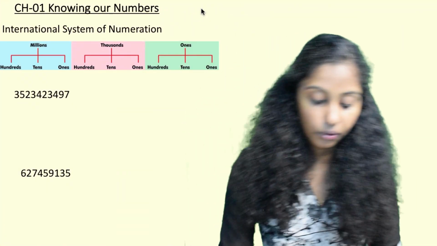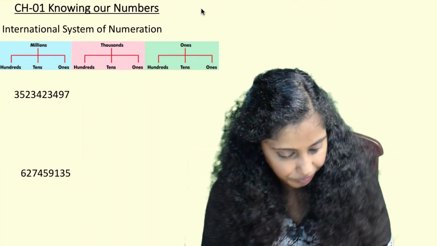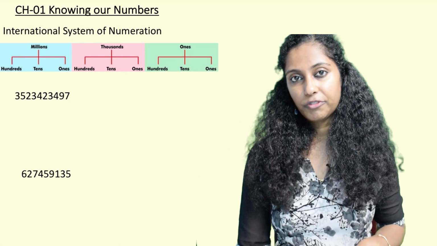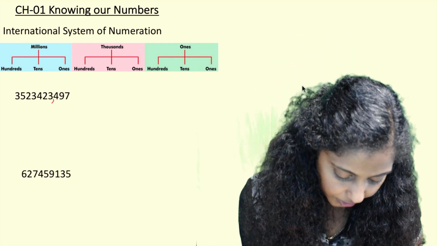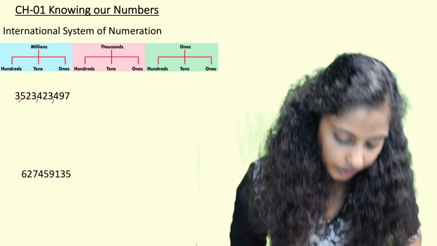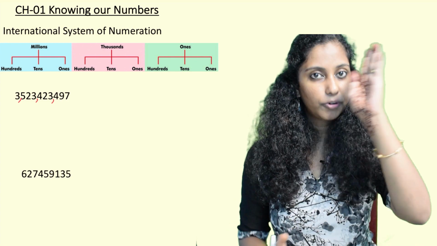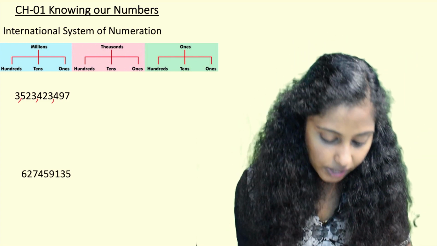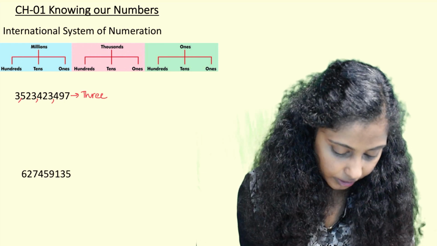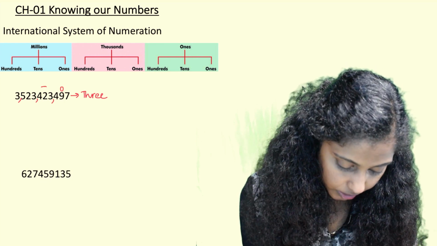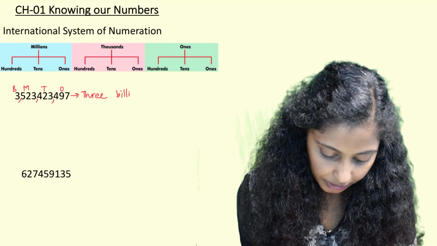Now let us take a look at the International system of numeration, which is used abroad. Just as we saw, in the International system of numeration we have groups of 3. So let's get started with putting commas: 3, 3 and 3. Here the last group is of ones, before that we have thousands, before that millions, and one more digit, so that is billion. So this is ones group, thousands group, millions group, and billion. So this is 3 billion.